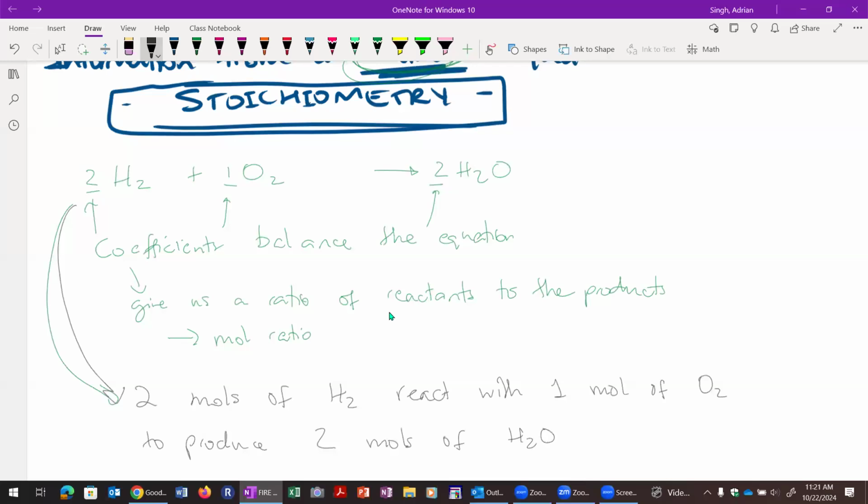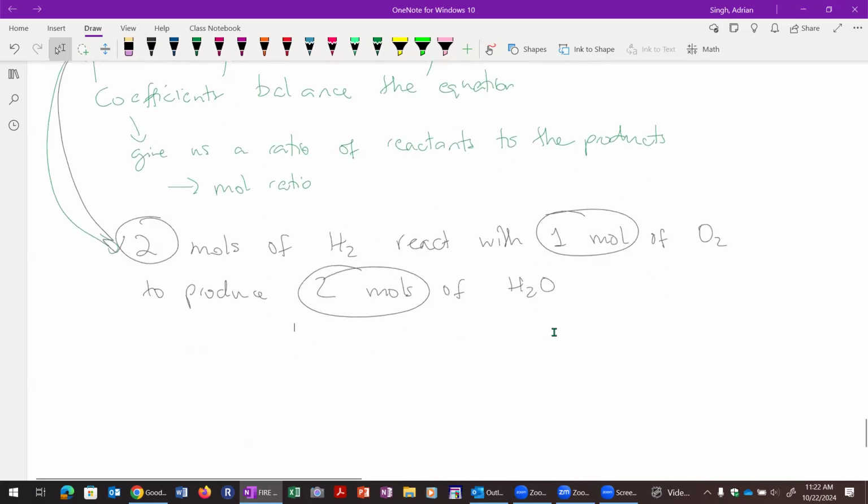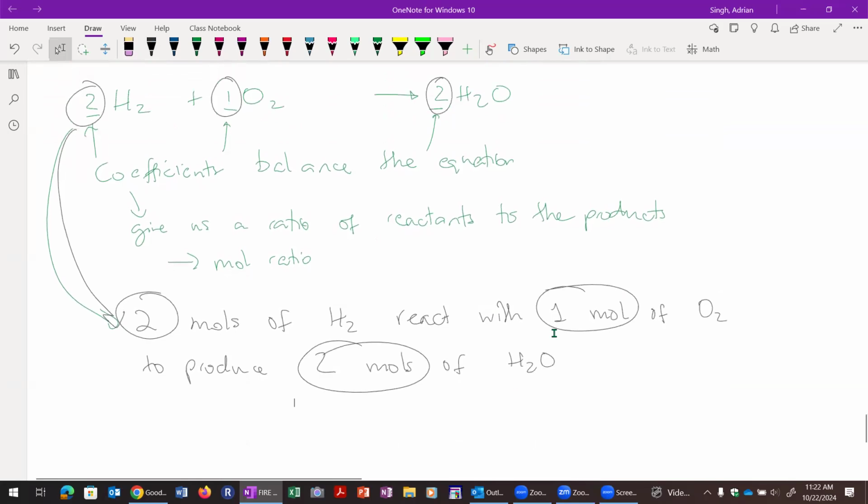And these mole numbers are nothing more than the coefficients that we use to balance the equation, right? So yes, we use the coefficients so we don't violate the law of conservation of matter, but it also gives us these mole relationships. And that's important because we can use those relationships to go between one reactant and another reactant, or a reactant and a product, depending on what it is that we're trying to find.